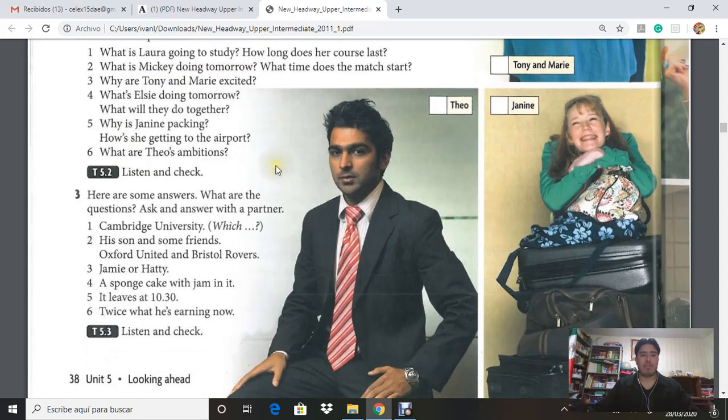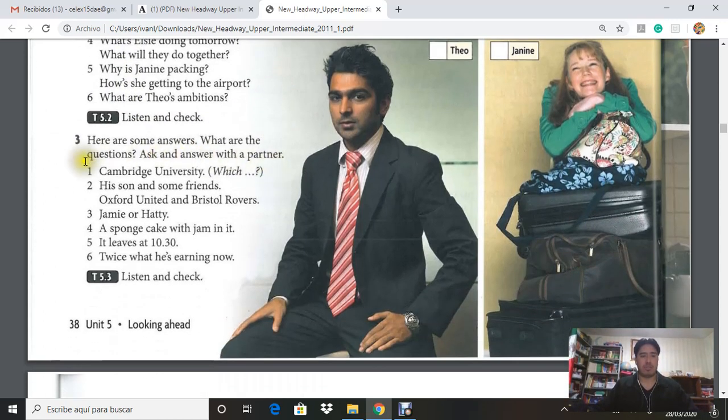Well, when you have finished that, you can continue with activity number 3. The instructions are: here are some answers. What are the questions? Ask and answer with a partner. Well, in this case, individually, of course. For example, the answer number 1 is Cambridge University.